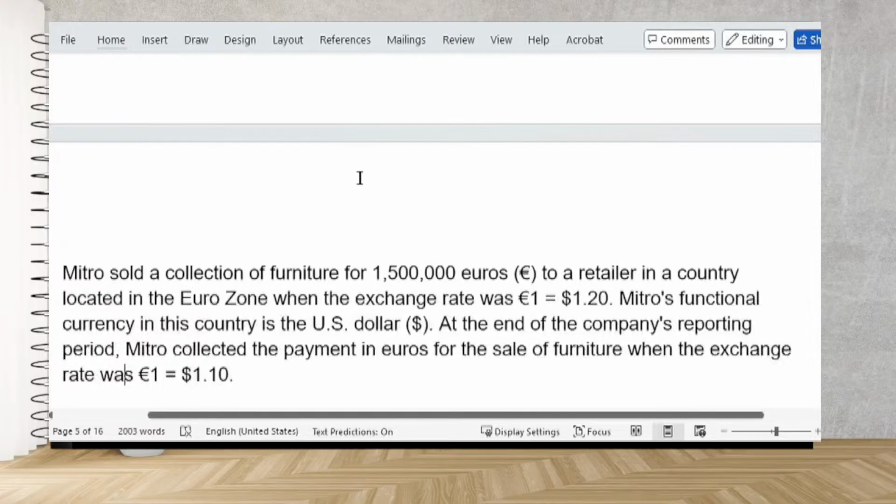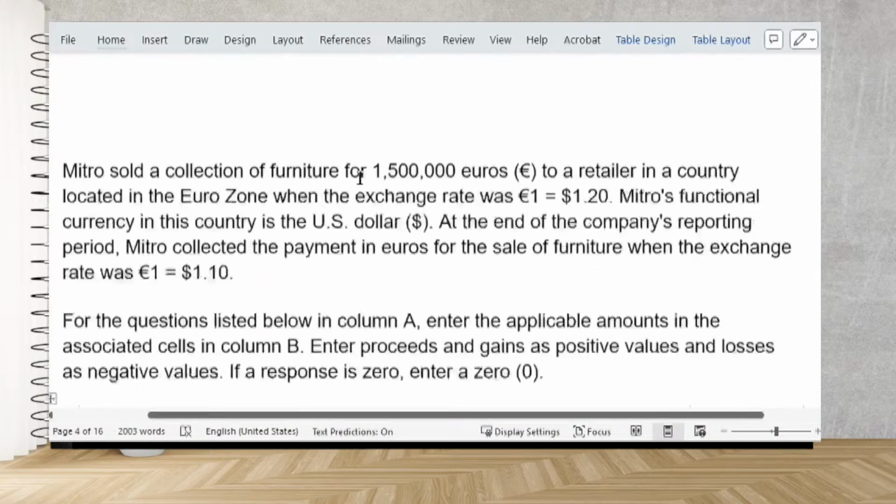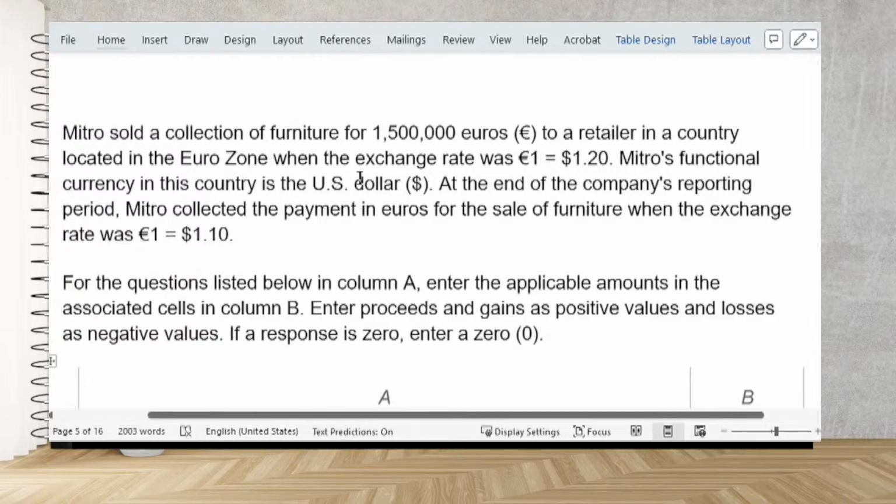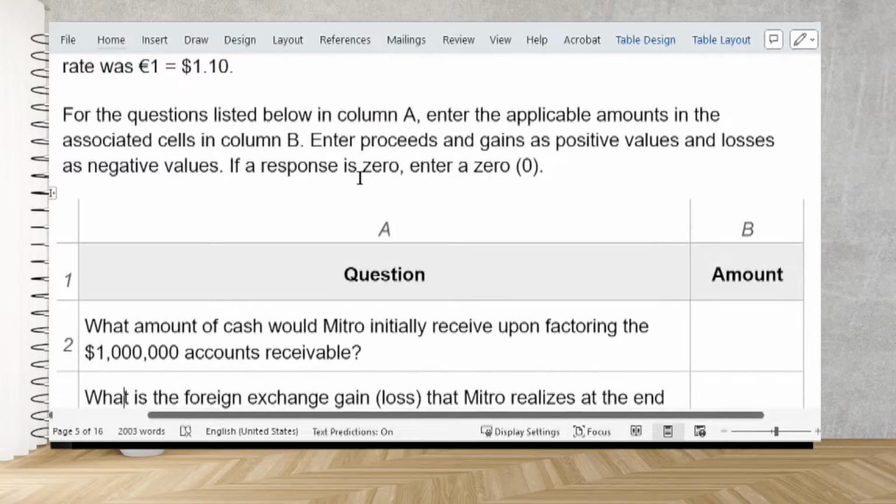And sold a collection of furniture worth 1.5 million euros to a retailer in a country located in the eurozone. The exchange rate is... Okay. So first you need to calculate only what is the amount receivable.